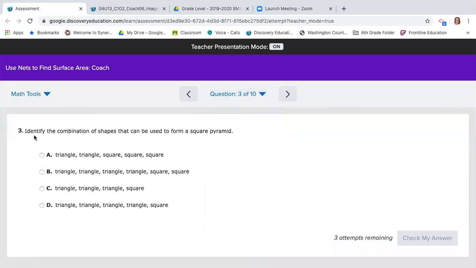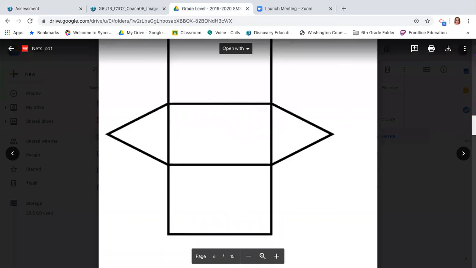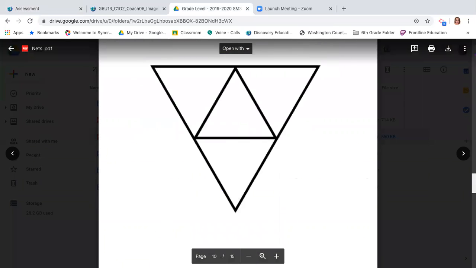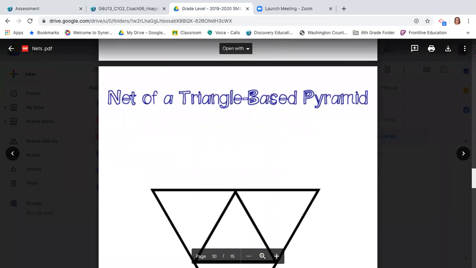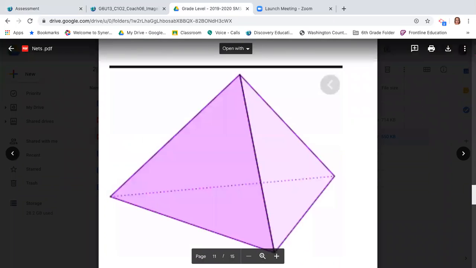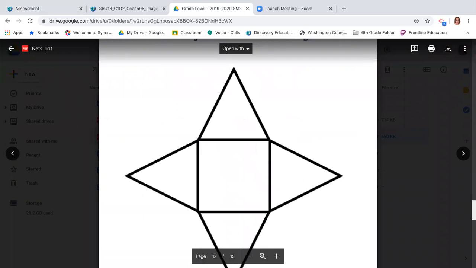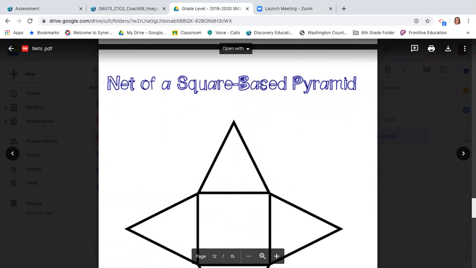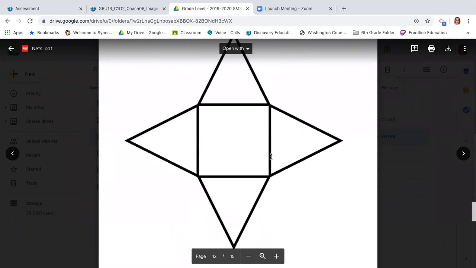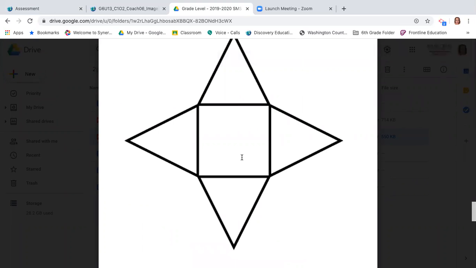So question 3 says, identify the combination of shapes that can be used to form a square pyramid. So what you might want to do is go back to this one, which is a square pyramid, and we may not have, oh, there we do. A square pyramid right here. So we can see that we have a triangle, triangle, triangle, triangle, and a square.